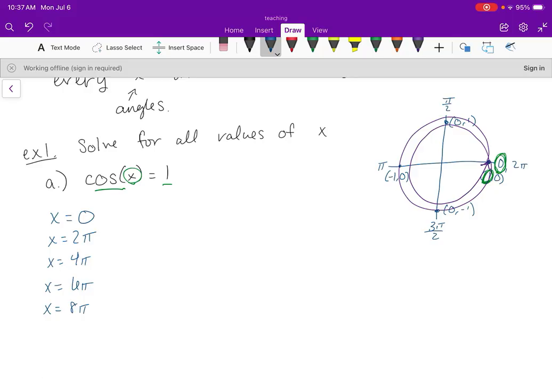So a way that we can write this is we can say x equals 0 plus 2 pi k, where k is an integer. You don't have to tell me that k is an integer when you do these. I'm just telling you that k is an integer. Then you could simplify this a little further and just say 2 pi k. If you left it with the 0, that would be fine as well. I wouldn't worry about that.